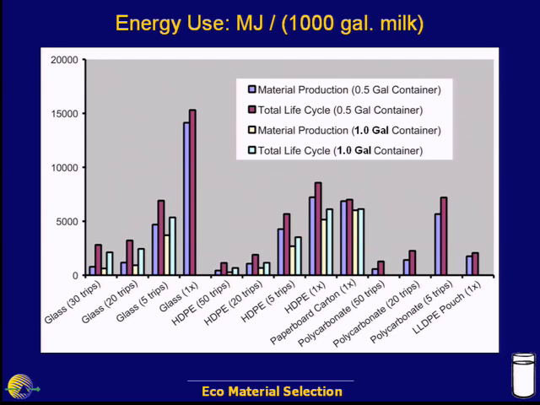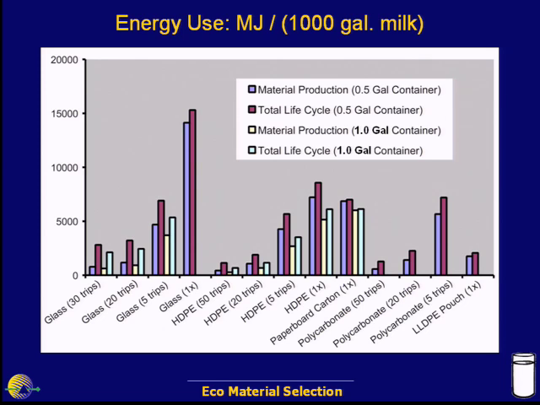and oh, by the way, sorry, I should have gone through these. The blue is material production energy. The red is total life cycle energy. Okay, that's for the half-gallon container. And then for the 1-gallon containers that you're comparing against, yellow is material, and the turquoise is 1 gallon.